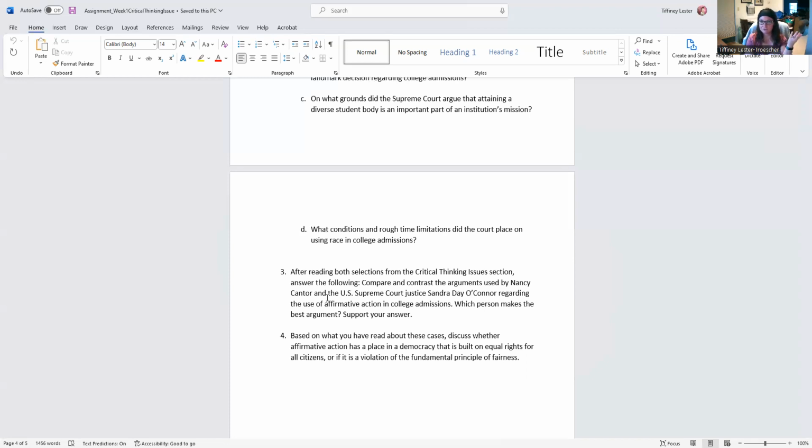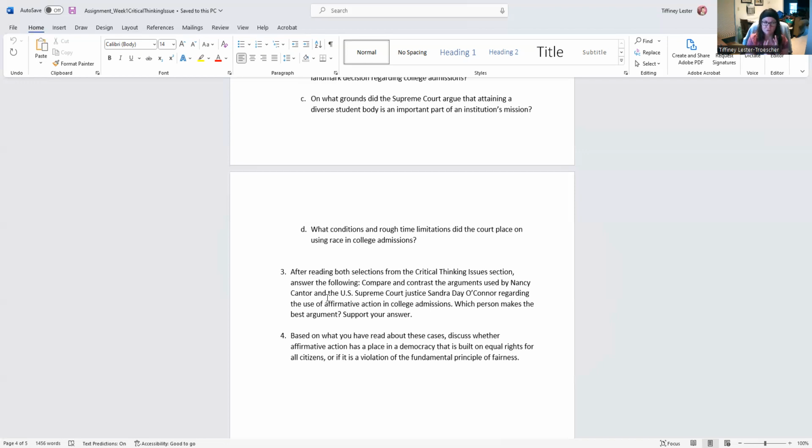But Cantor says it was right for these reasons, and O'Connor says it was okay for these reasons. Compare and contrast their arguments, and which one do you think made the better argument? And then question 4: based on what you have read about these cases, discuss whether affirmative action has a place in a democracy that is built on equal rights for all citizens, or if it is a violation of the fundamental principle of fairness. And again, feel free to research a little more about affirmative action in college admissions if you want.